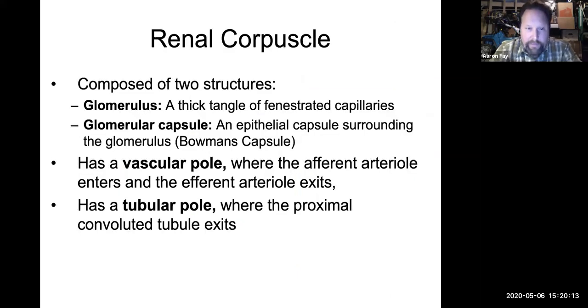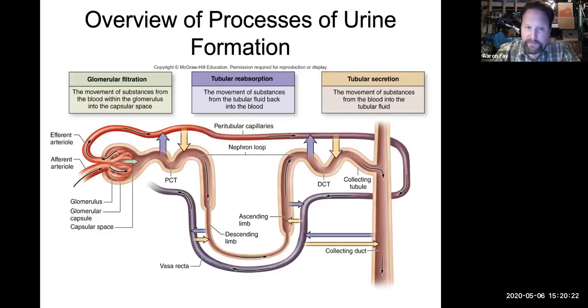Now, the renal corpuscle has a vascular pole where the afferent and efferent arterioles enter, and it has a tubular pole which connects to the proximal convoluted tubule. So going back, this would be the vascular pole, the vascular end where blood goes in. What do you get coming out the other end of the renal corpuscle? You get the filtrate, right? So this is the tubular pole where the proximal convoluted tubule will be leaving from.